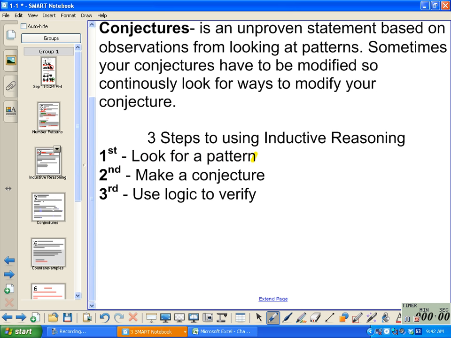What's going on? Step 2. Make a conjecture, okay, based on what's not proven. Remember, conjectures are not proven, just like a hypothesis is not proven, okay, based on your observations. So after you look for the pattern, make a conjecture, hypothesis. Number 3, we use logic from math to verify. So use some logic to verify what you've been given.